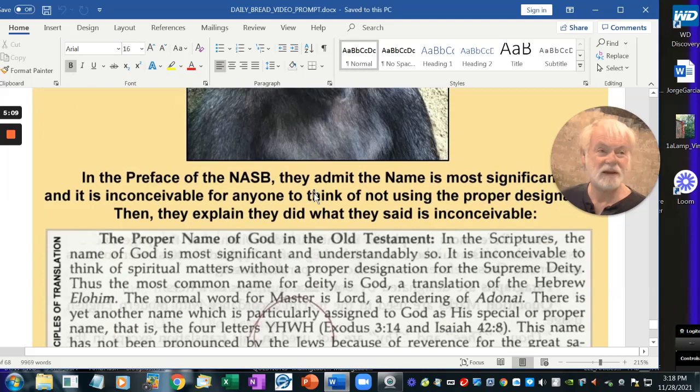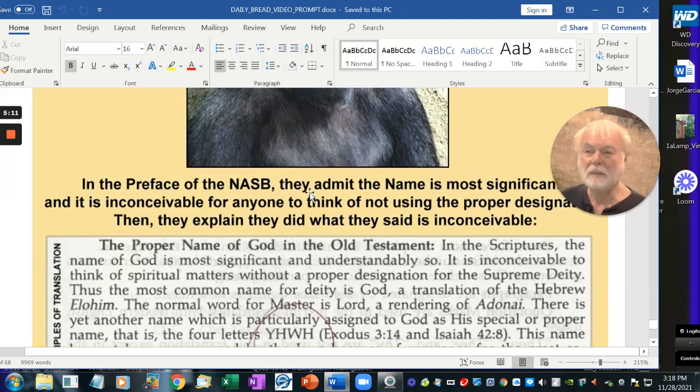That's not confusing or anything, is it? The proper name of God, this is their words, the proper name of God in the Old Testament. In the Scriptures, the name of God, which isn't a name, it's a title, is most significant and understandably so. It is inconceivable to think of spiritual matters without a proper designation for the supreme deity.